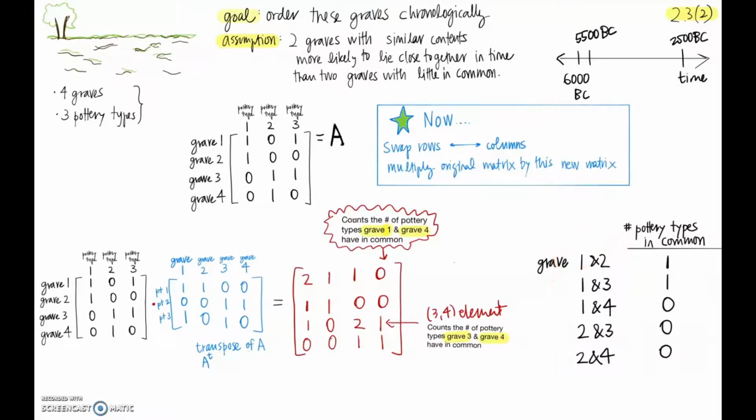But for now, let's see what I'm missing here. I've got 1, 2, 1, 3, 1, 4, 2, 3, 2, 4. I think I need 3 and 4, how many they have in common. So I'll go to the third row, fourth element. This will tell me how many pottery types grave 3 and grave 4 have in common.